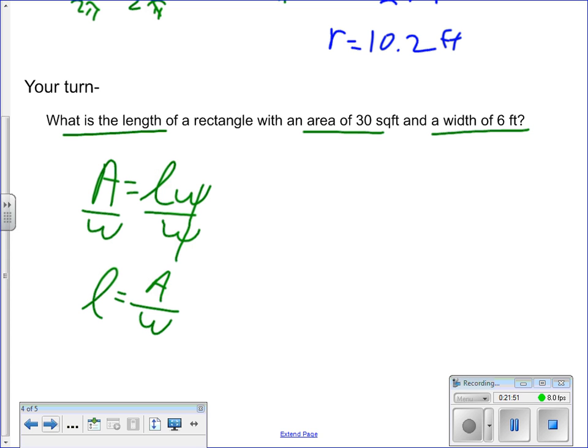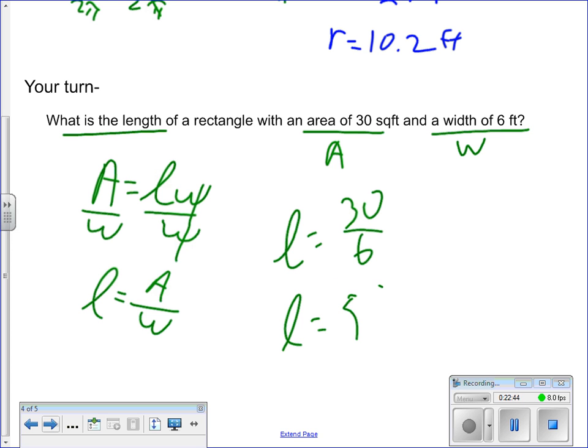30 is the area, 6 is the width, find the length. Plug those numbers into the new formula you just created. Okay, so it shouldn't take that long. That's your area. That's your width. So my length is equal to 30 divided by 6. So my length would be 5.